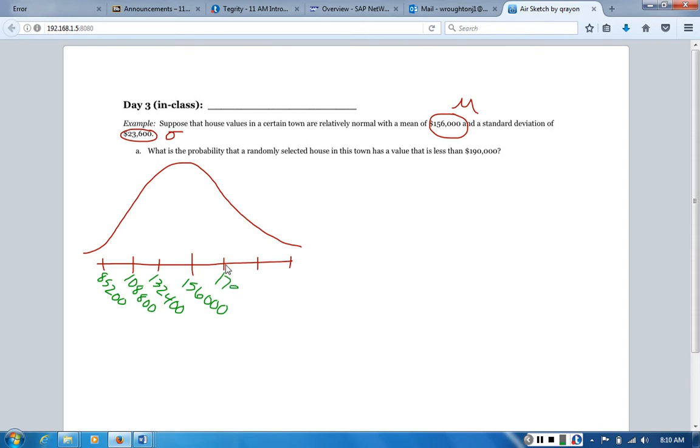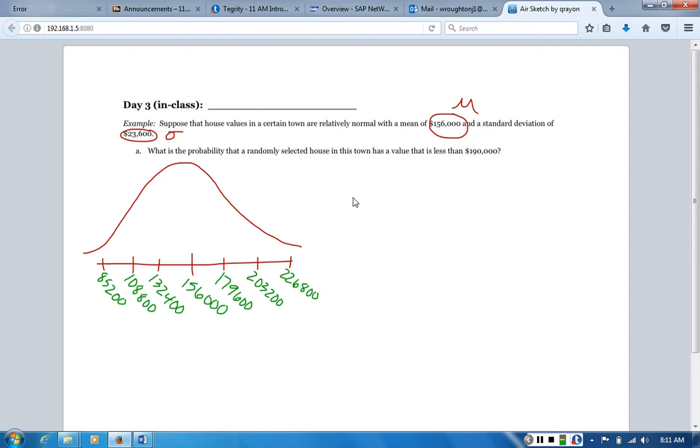So we're going to get $179,600. Add the $23,600 again, and we get $203,200. And finally, one more time, add that $23,600 to get the $226,800. So that's just coming from your mean and standard deviation.